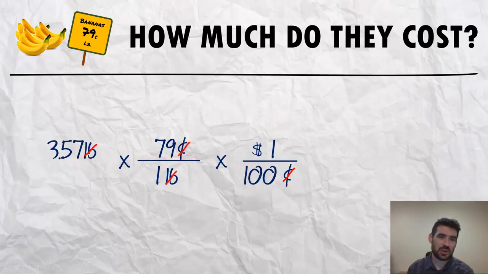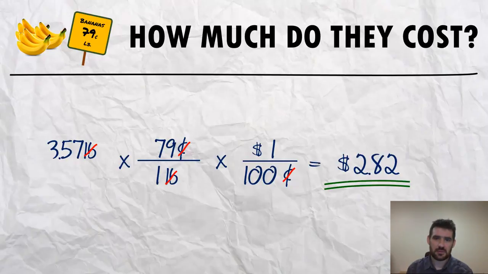We can now go through and do our calculation. 3.57 multiplied by 79 divided by 100 is equal to $2.82. You should now have a good idea of what a unit conversion is and how to do one.